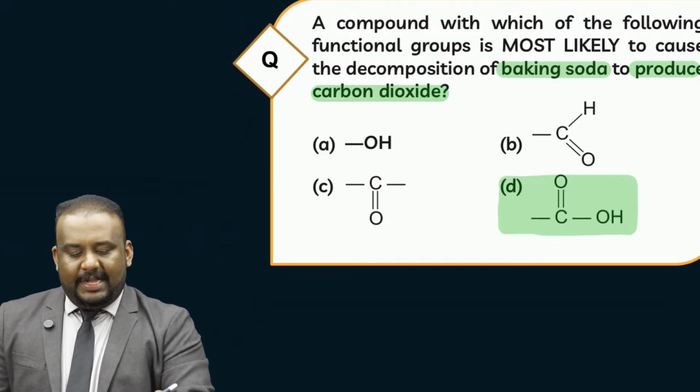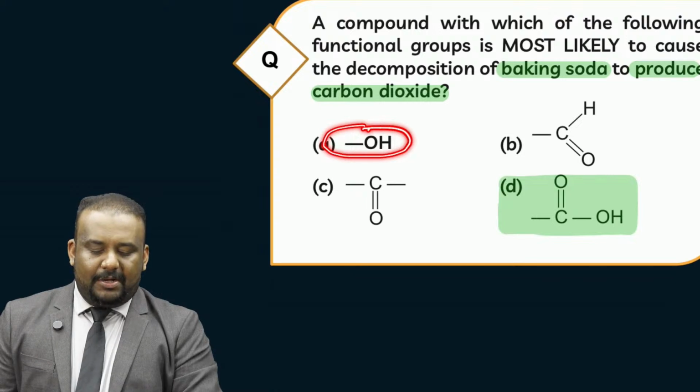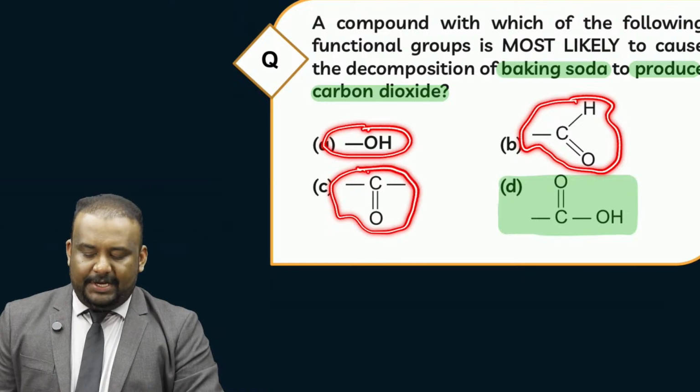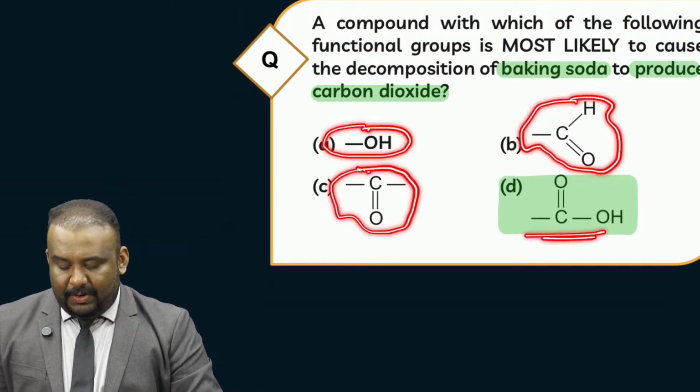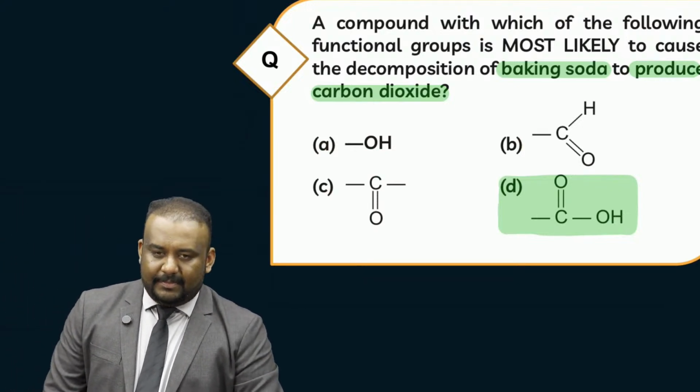So, can you guys recognize all these functional groups again? What is OH? This is alcohol. What is CHO? This is aldehyde. What is C double bond O? It is ketone. And COOH is carboxylic acid. Is it clear?